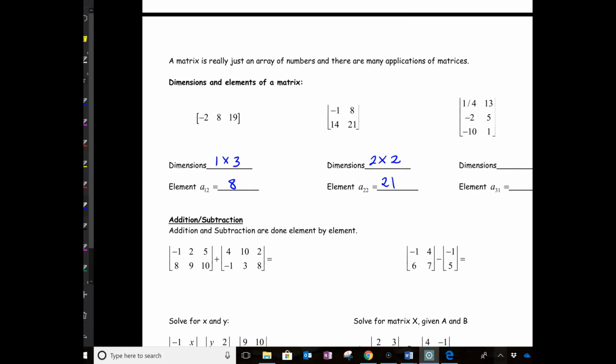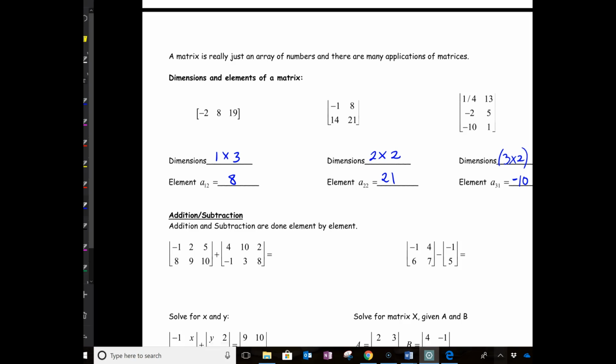Katie Barman, what'd you guys get for the dimensions of this one? Excellent. 3 rows by 2 columns. And what'd you guys get for the element that correlated to row 3, column 1? Excellent. Give me a thumbs up if we got that as groups. Yeah? All right, we're ready to move on.